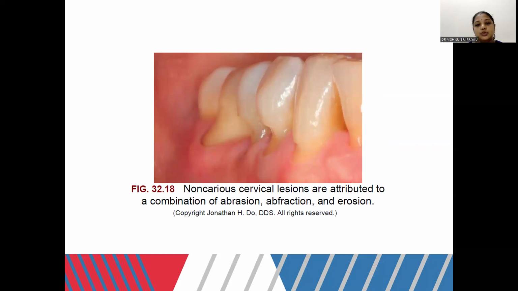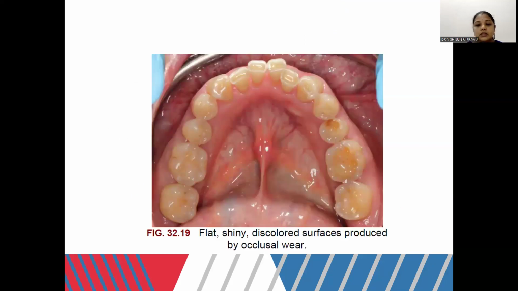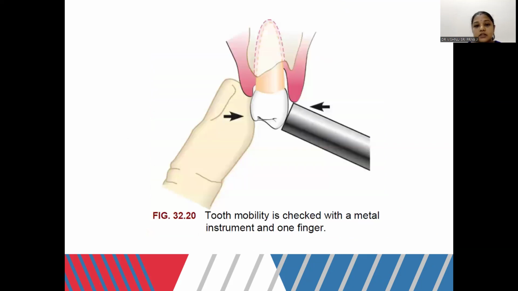So this is a picture showing non-carious cervical lesions, which are attributed to a combination of abrasion, abfraction, and erosion. This is a flat, shiny, discolored surface produced by occlusal wear, nothing else than attrition. Clinical picture of that. And this picture depicts tooth mobility, which is checked with a metal instrument and one finger on the other side.